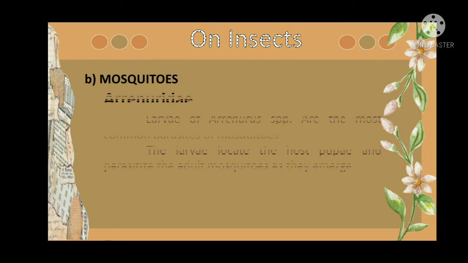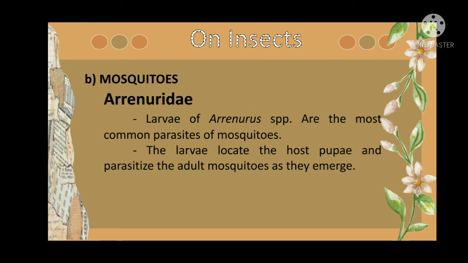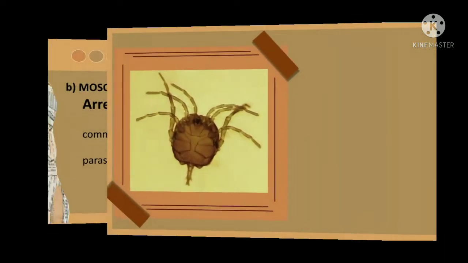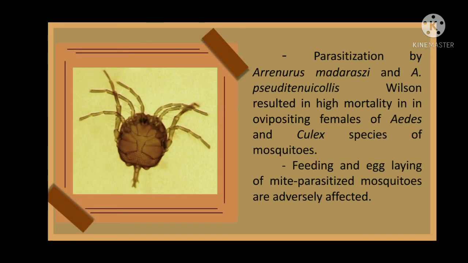Next is mosquitoes. Arrenuridae. Larvae of Arrenurus spp. are the most common parasites of mosquitoes. The larvae locate the host pupae and parasitize the adult mosquitoes as they emerge. Parasitation by Arrenurus madaraszii and A. pseudotenuipalpis Wilson resulted in high mortality in ovipositing females of Aedes and Culex species of mosquitoes. Feeding and egg laying of mite parasitized mosquitoes are adversely affected.